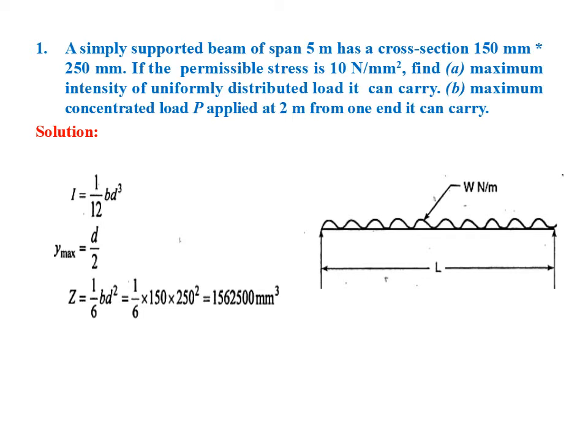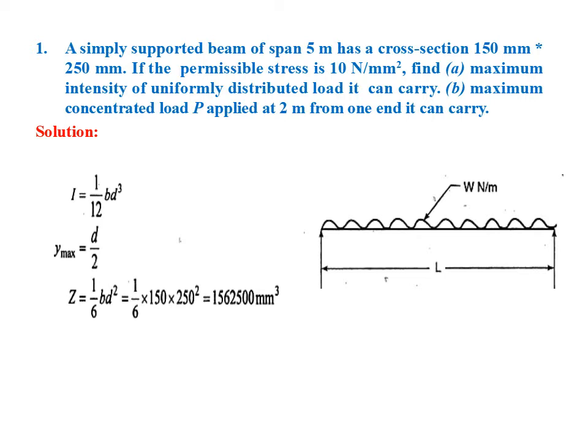So again I am reading the problem. Listen carefully. A simply supported beam of span 5 meter has a cross section 150 mm into 250 mm. If the permissible stress is 10 Newton per mm square, we have to find the maximum intensity of uniformly distributed load it can carry and the maximum concentrated load P applied at 2 meter from one end it can carry. So first, we have to find the section modulus.